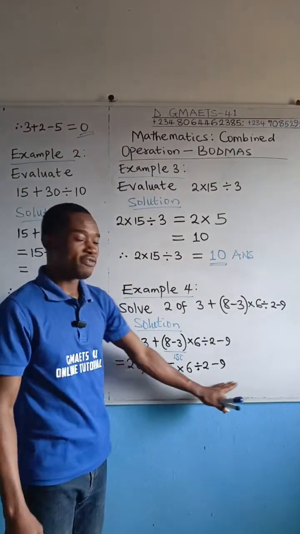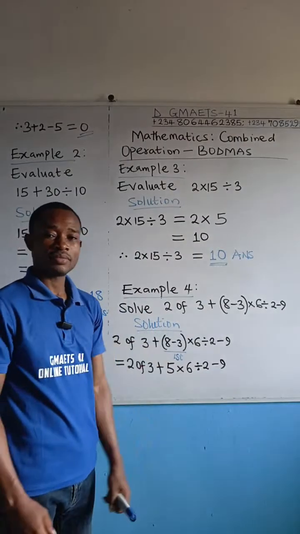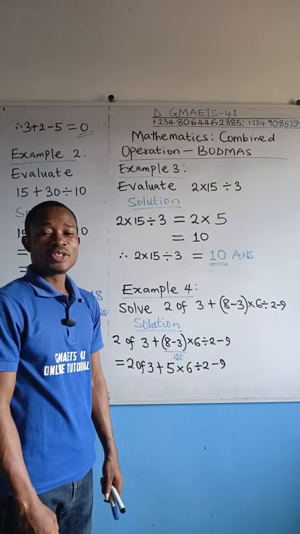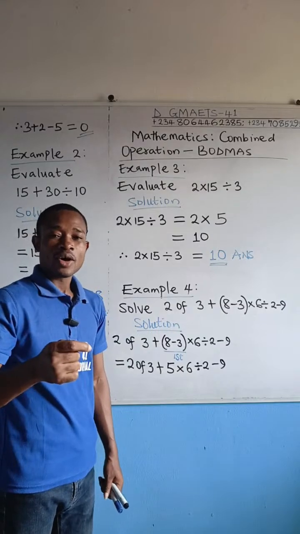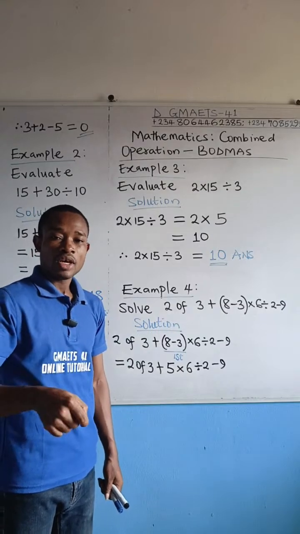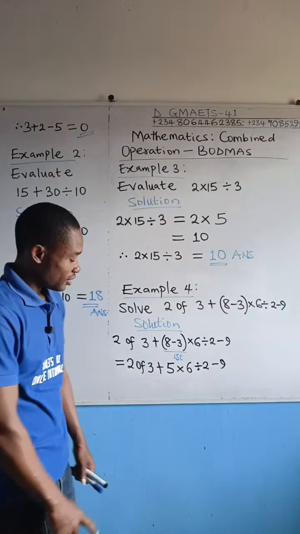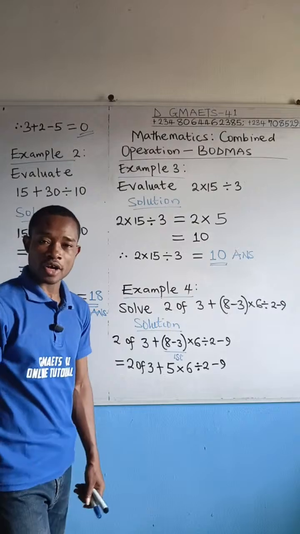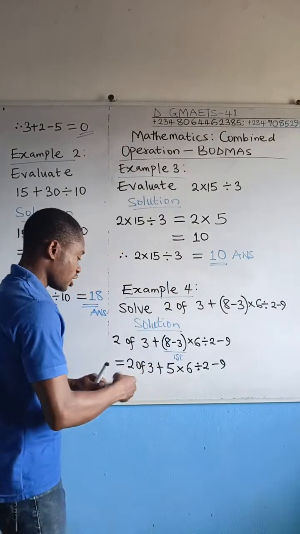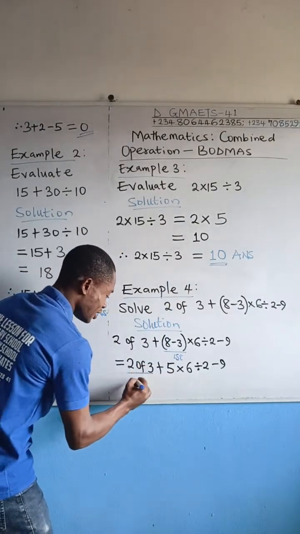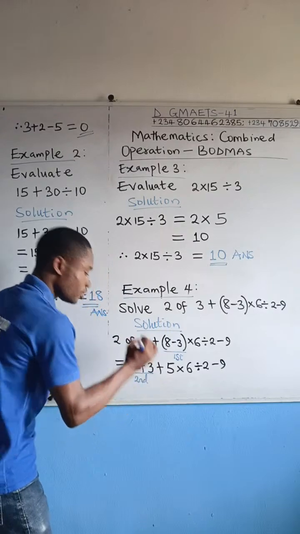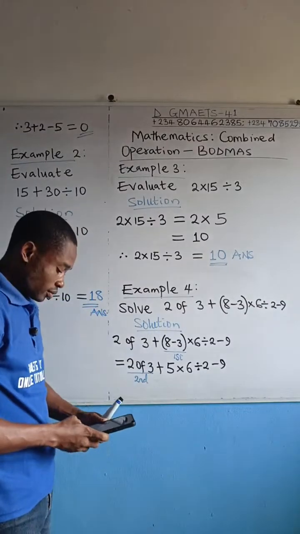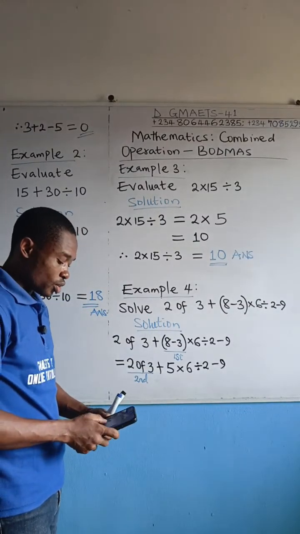Now, this is what we have here from the first step. There is no bracket here again. So you think of the next operation that will come if there is no bracket. And from here you have off. BODMAS, B-O: B is bracket, the next thing is off. So this part is the second thing you are meant to do. That's the second thing we are going to solve.